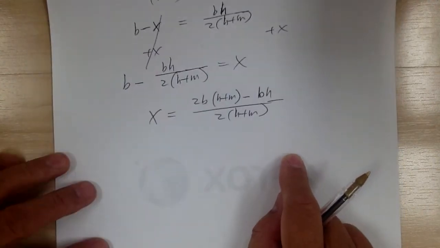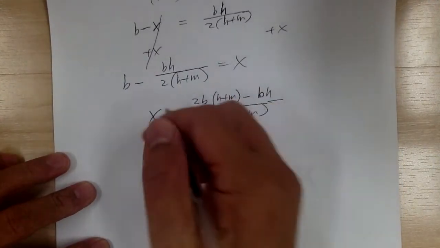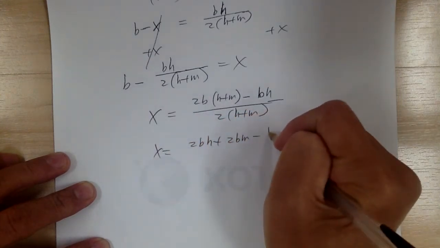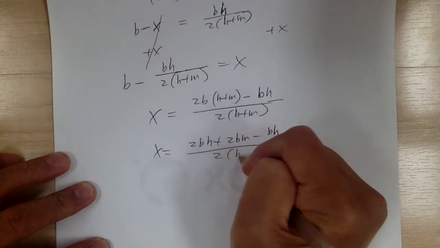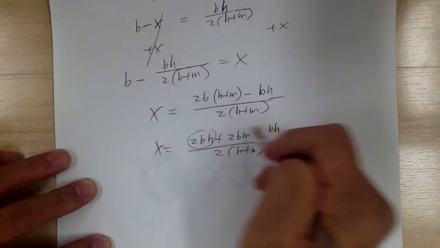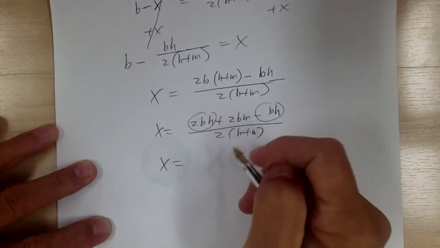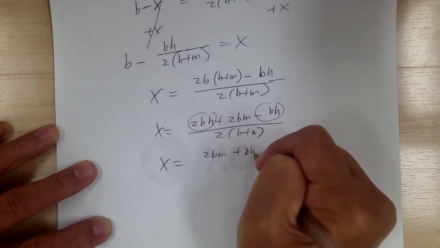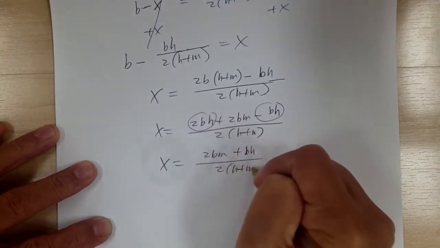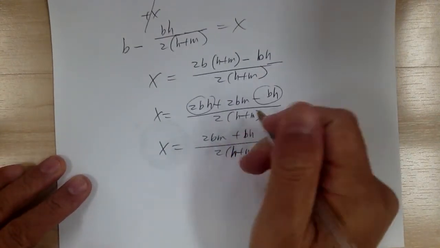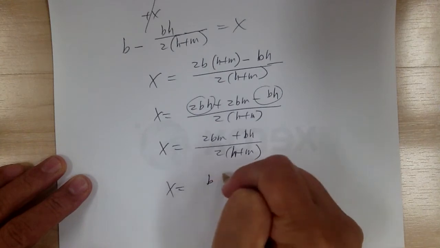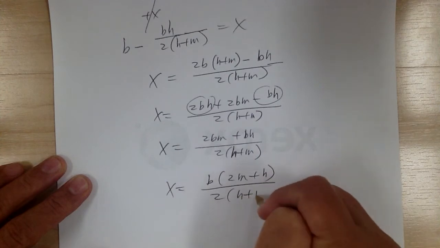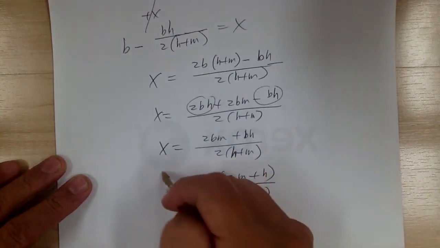And then after that, go ahead and multiply everything out. So 2bh plus 2bm minus bh over 2 times h plus m. And so this one and this one can combine. So x will equal 2bm plus bh over 2 times h plus m. And this one I can factor out the b. So it will be b times 2m plus h over 2 times h plus m. And that's it.